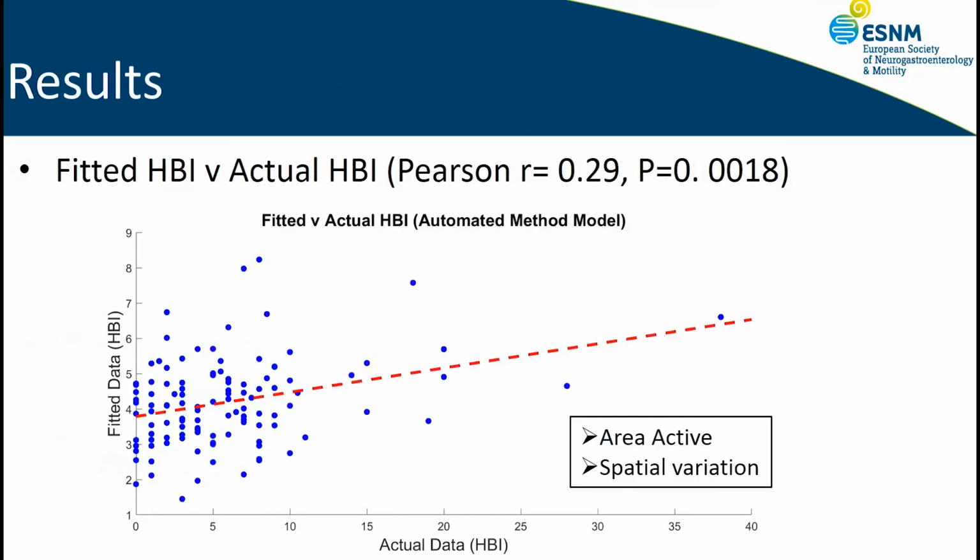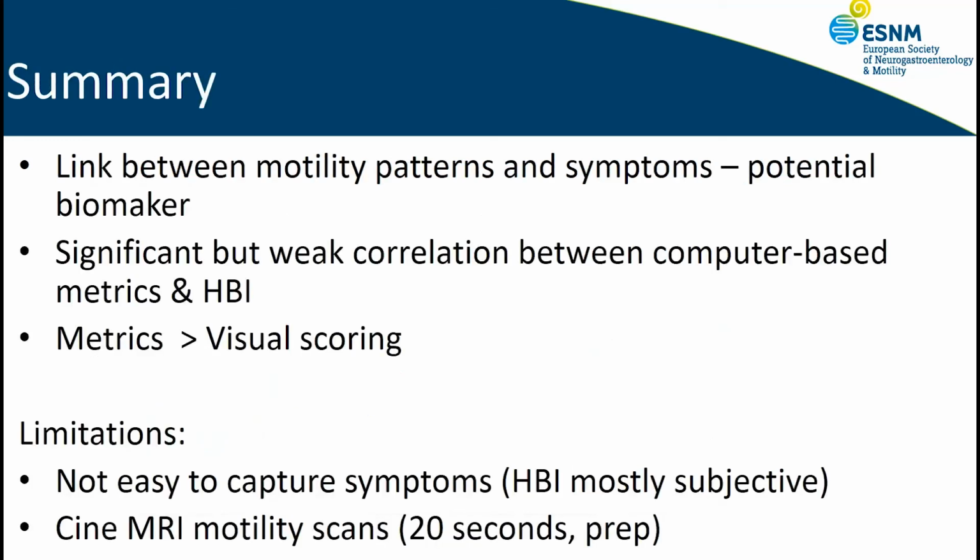So when we plugged the data back into our model and then tested against the actual HBI, we found a Pearson correlation of 0.29, which was significant. So it's not the best, but the point here is that it's an improvement on subjective scoring. So, in summary, the link between motility patterns and symptoms is a potential biomarker.